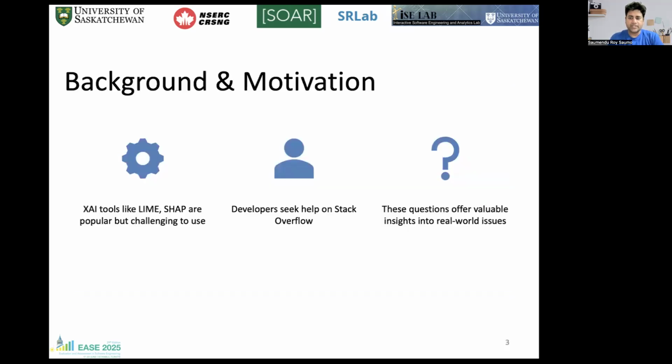So, the background and motivation. As XAI, explainable AI, becomes critical in real-world applications, developers are increasingly using techniques like LIME and SHAP. However, these tools are not always easy to work with. To understand the real-world pain points, we turn to Stack Overflow, where developers often post their challenges. By mining these posts, we aim to uncover not only what challenges exist, but also how severe they are and what can be done to improve XAI usability.